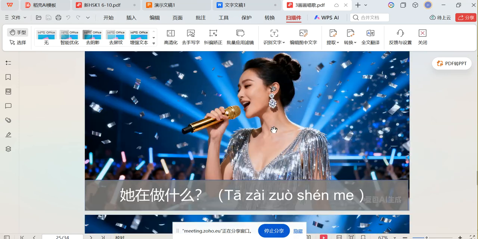So look at this picture. What is she doing? 她在做什么？You can read the sentence together with me. 她在做什么？We should not only say the words.